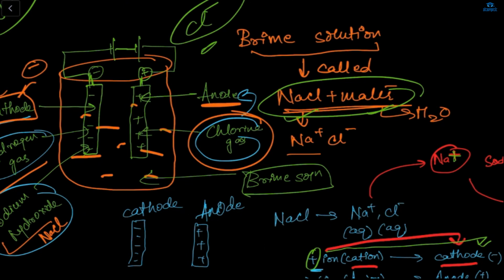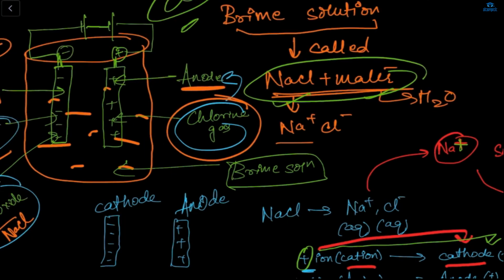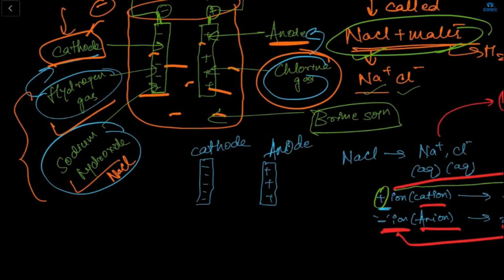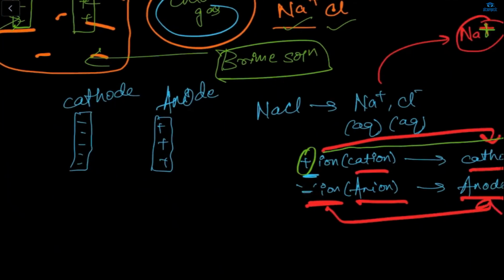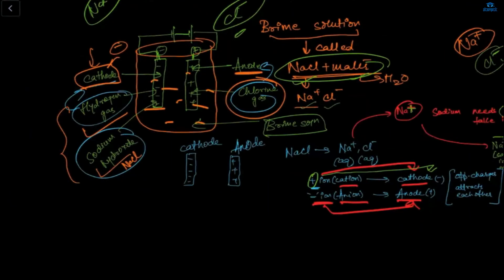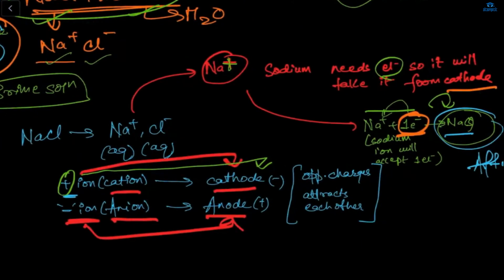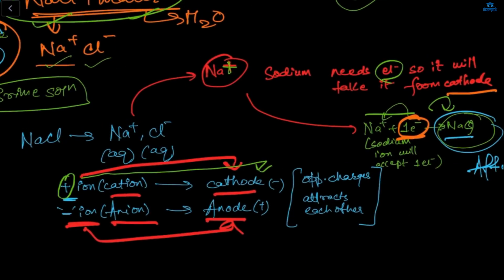NaCl consists of charged particles: one is Na plus, another is Cl minus, right? And water we all know is H2O. So in this beaker we are taking one brine solution. Now, why hydrogen and sodium hydroxide at the cathode, and why chlorine gas at the anode? We discussed that Na is plus here. It needs one electron.